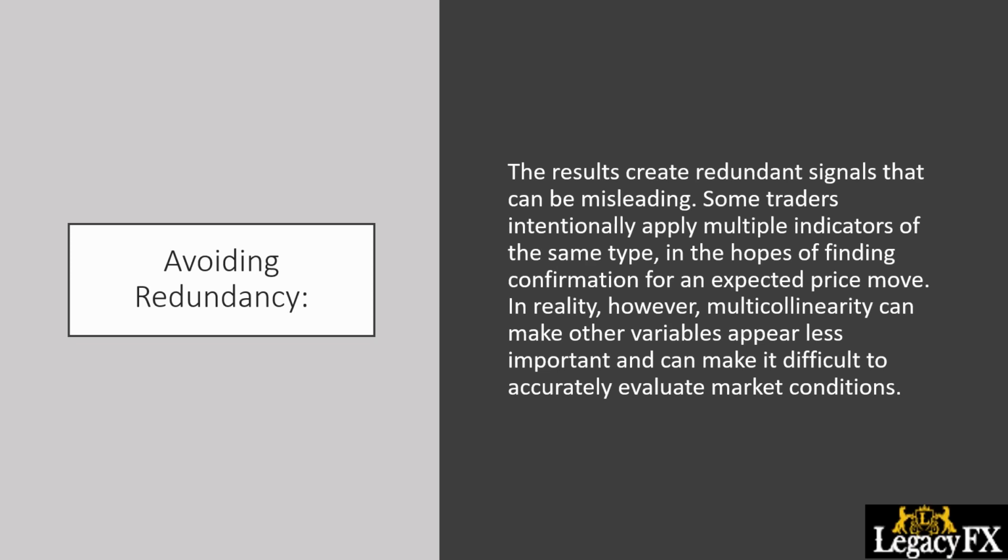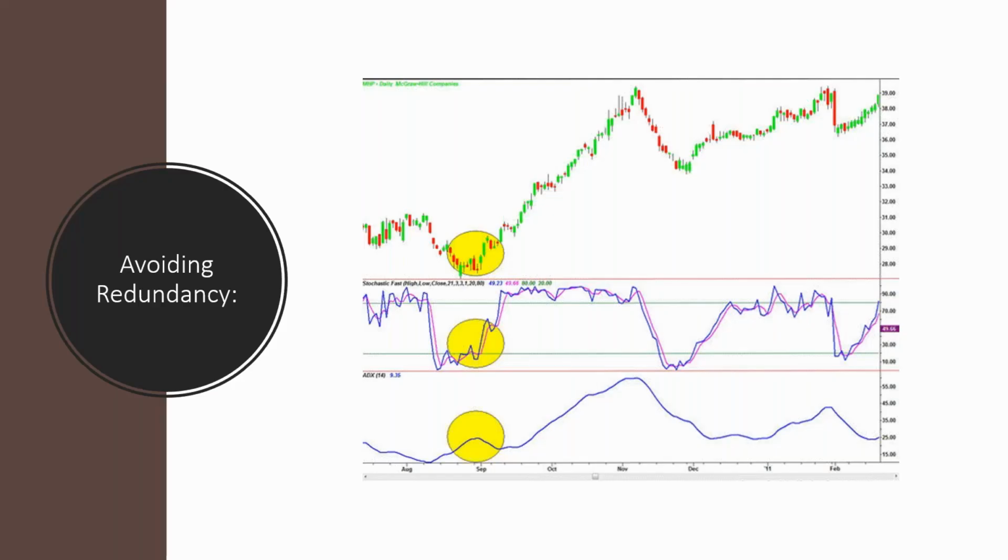So the results create redundant signals that can be very misleading. Some traders intentionally apply multiple indicators of the same type in the hopes of finding confirmation for an expected price move. In reality, however, multicollinearity can make other variables appear less important and can make it difficult to accurately evaluate market conditions. Find one you like.